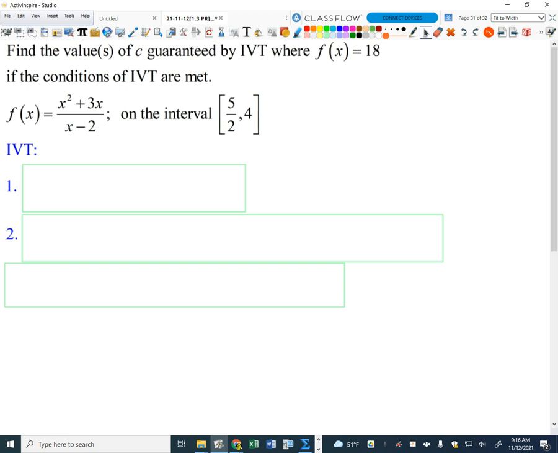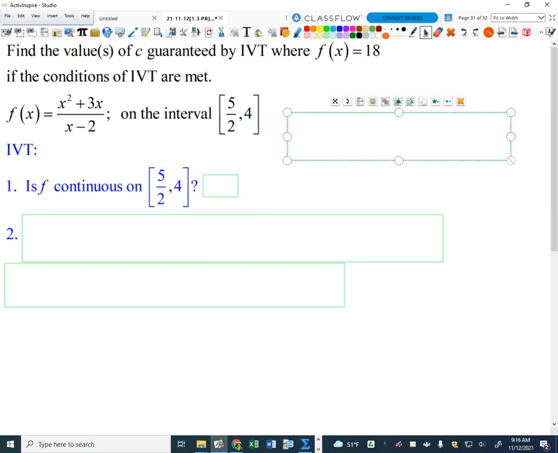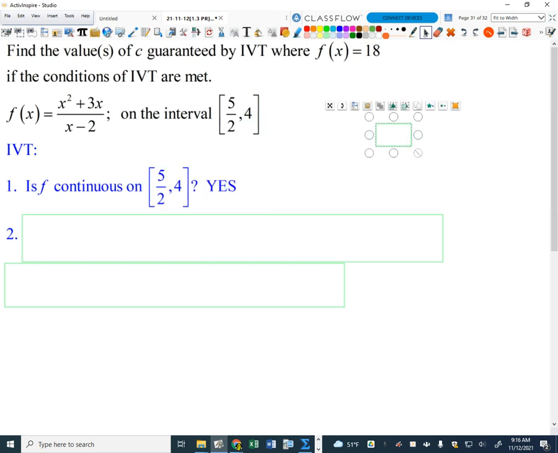Okay, yeah, I'm going thumbs up on this, right? Because where's the only discontinuity of this function? At 2, but 2 is outside of this interval, right? So on the interval, we're fine. Yeah, so far so good. Okay, now we just need to check endpoints, right? We need to know, is 18 an intermediate value, right?